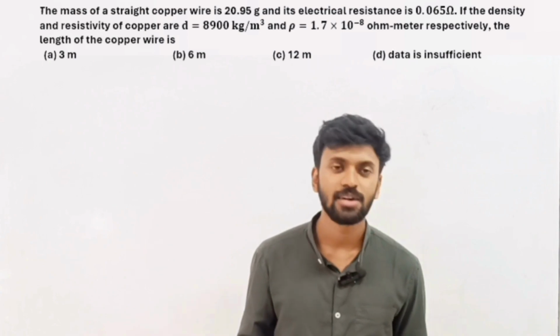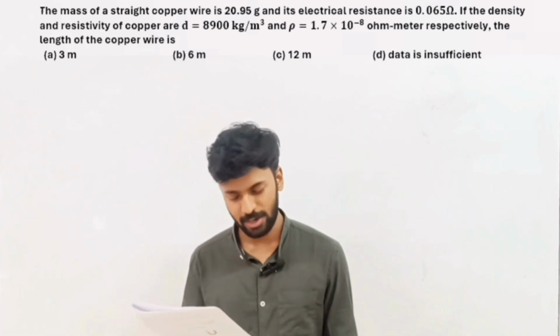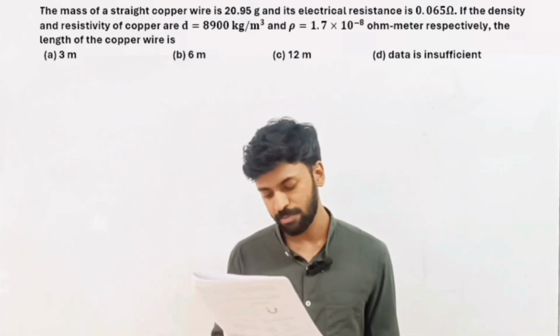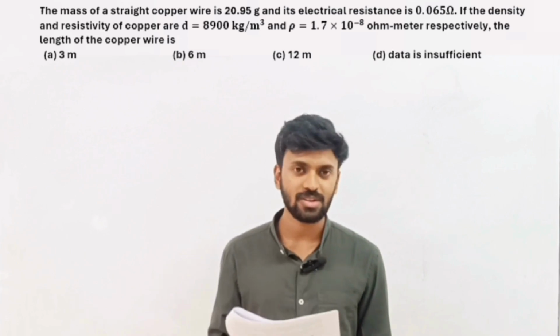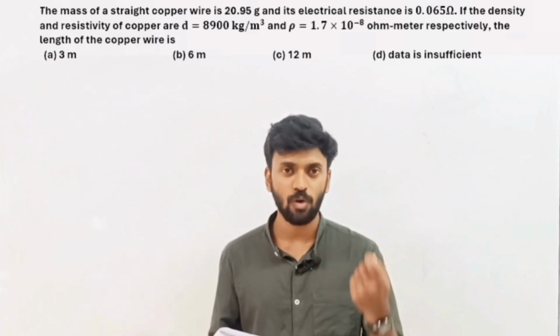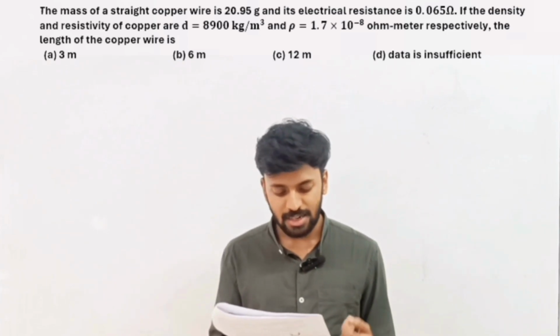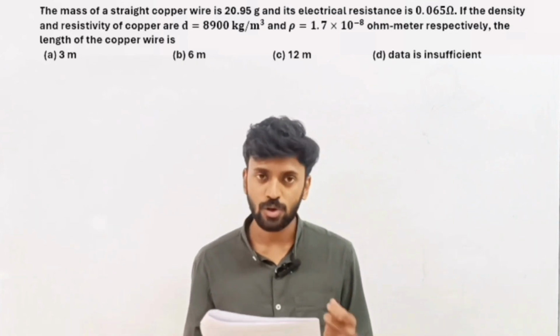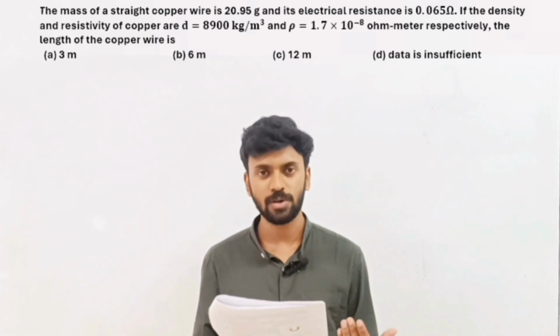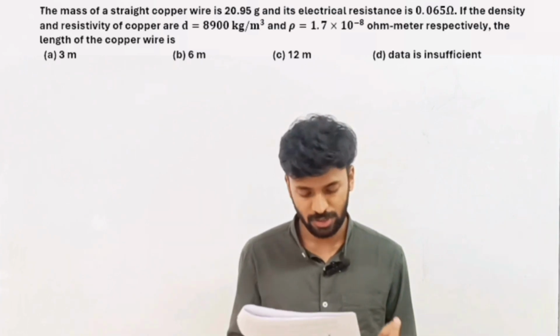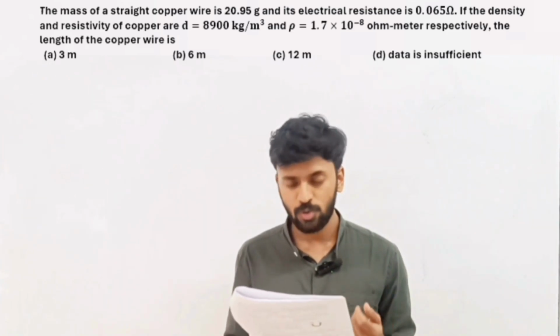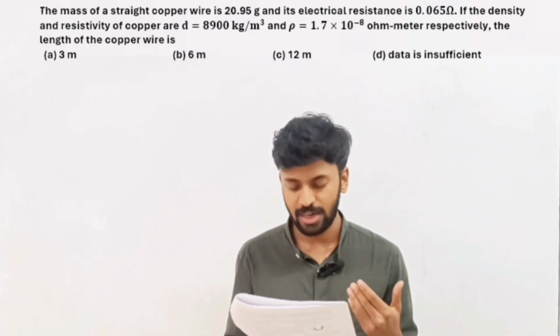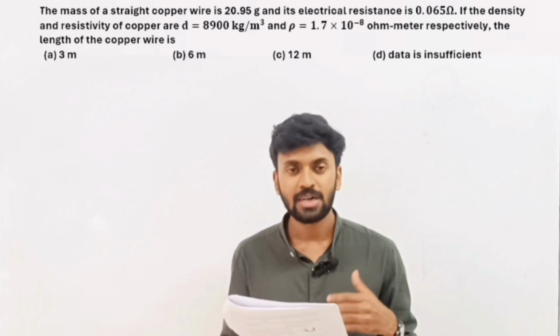The question states that the mass of a straight copper wire is 20.95 gram and its electrical resistance is 0.065 ohm. If the density and resistivity of copper are D equal to 8900 kilogram per meter cube and rho, which is the resistivity, is equal to 1.7 into 10 raised to minus 8 ohm meter respectively, the length of the copper wire will be.